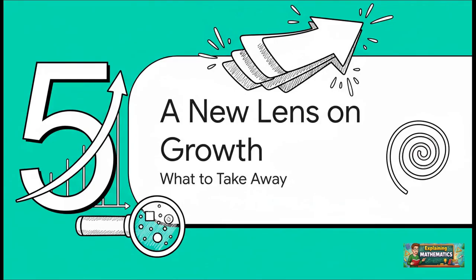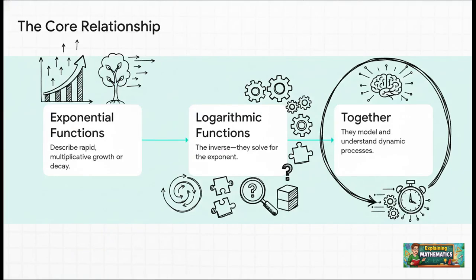So, after all that, what's the big picture here? What's the main takeaway? How does this give us a whole new lens to see growth? It really boils down to this core relationship. Step 1, exponential functions, they describe the rapid growth itself. Step 2, logarithmic functions, they let us work backward and figure out the power that caused it all. And step 3, together they form this complete toolkit that lets us understand and even predict some of the most dynamic changes in the world.